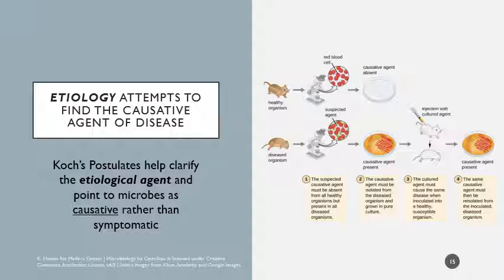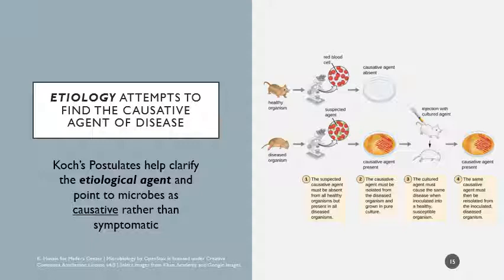So we think about microbes as being the causative agents of disease rather than simply being symptomatic of the disease. When we're thinking about Koch's postulates, one requirement is that the suspected causative agent has to be found only in sick organisms, not in healthy organisms. So in this example, they're looking at blood samples from a healthy, cute little mouse and a diseased mouse. And the suspected etiological agent, the causative agent, is only found in the diseased organism. You also have to be able to isolate it and culture it.